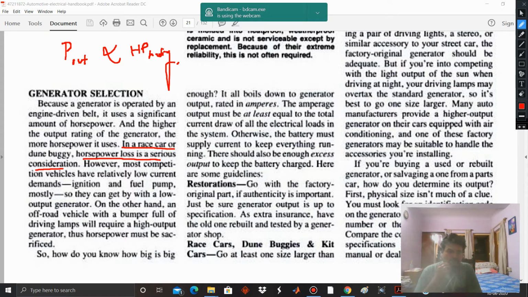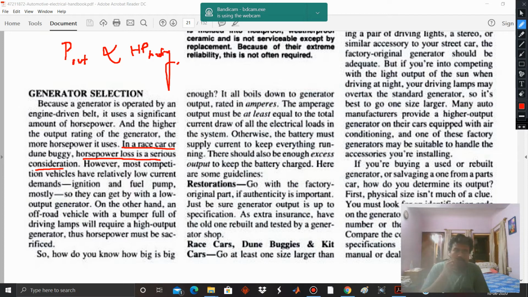Injection and the fuel pump mostly, these two are the main requirement. But on the other hand, a normal vehicle with a bumper full of driving lamps will require a high power output generator. Thus the horsepower must be sacrificed. So the accessories in an off-road vehicle are large in number, and so there you have to sacrifice the horsepower rating. So how do you know how big is big enough?